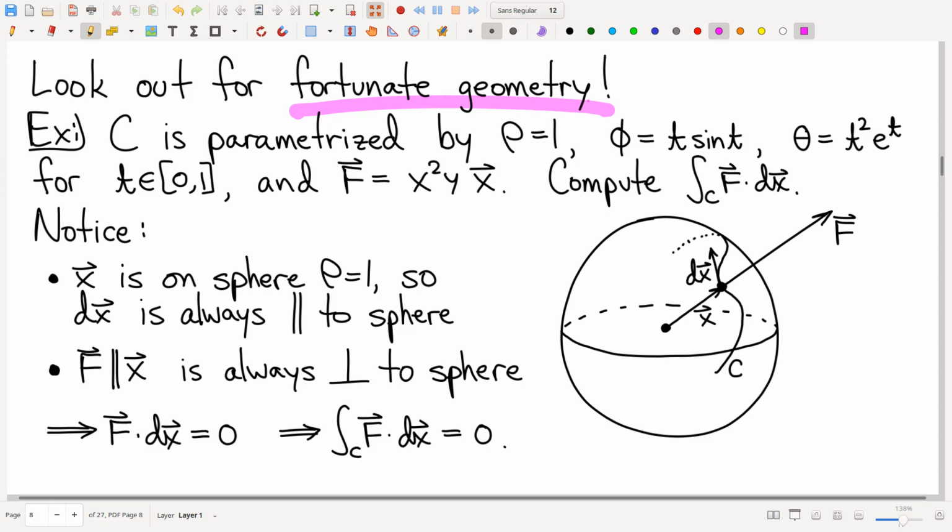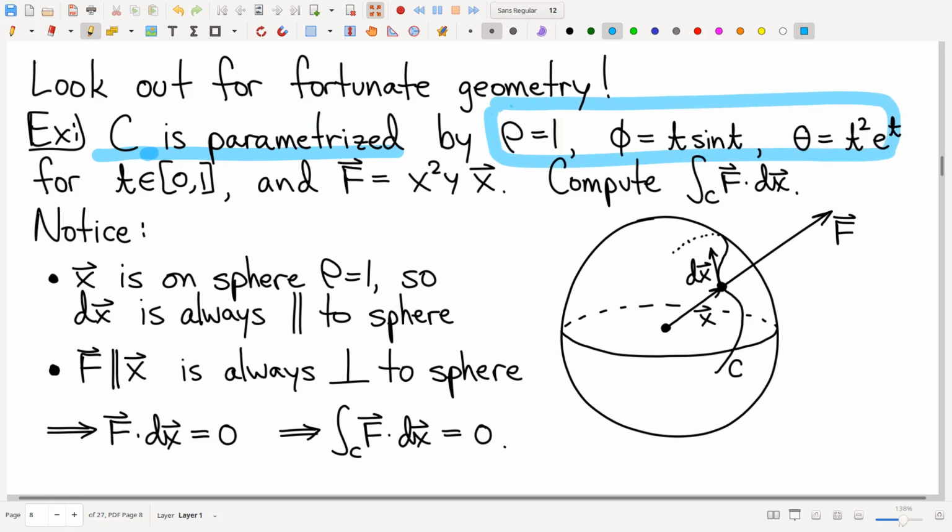So let's just see case in point. And what I've got here is a curve that's parametrized like so. Now that's a weird parameterization you're going to notice. I haven't given you x, y, z. I've given you rho, phi, theta. So x, y, z is going to be worse.